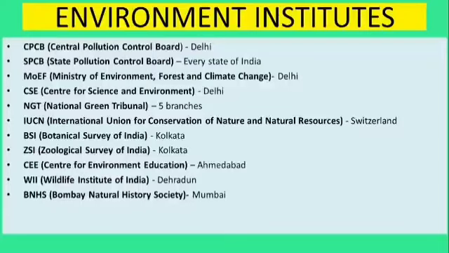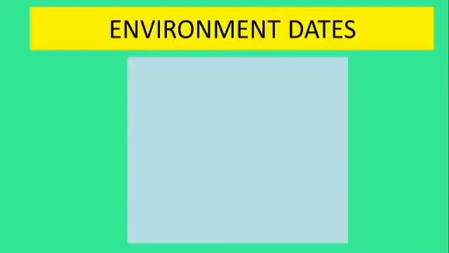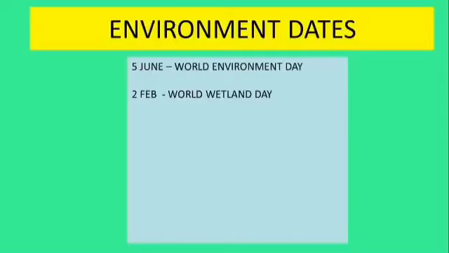So there are a number of environmental institutes all across our country. There are a few environmental dates which are very important. 5th June is celebrated as World Environment Day. 2nd Feb is celebrated as World Wetland Day. Wetlands are places like lake, marsh, coastal area, pond. So any place which has a water body is considered very important, because that is the area where a number of species get habitat, and to conserve these wetlands we celebrate 2nd February as World Wetland Day.